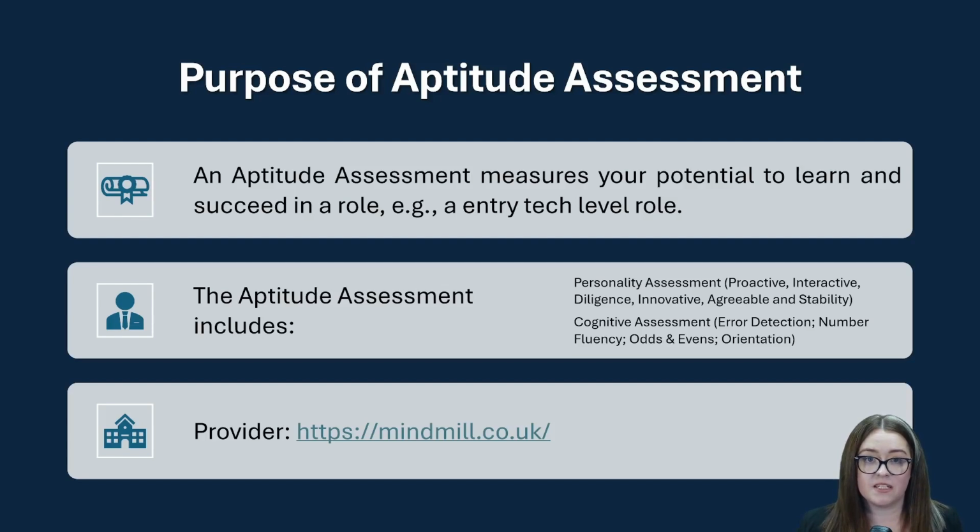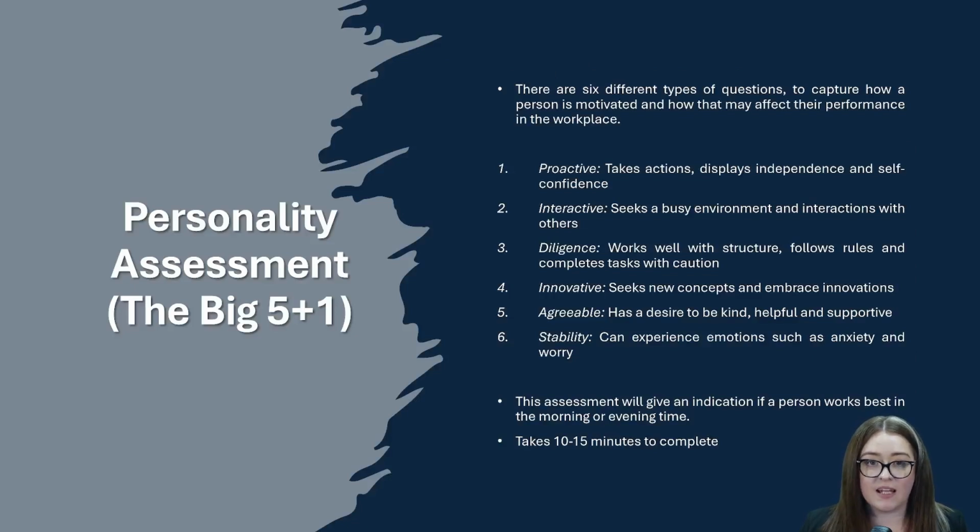The aptitude assessment is provided by a UK company called MindMill and has two focus points: personality assessment and cognitive assessment. The personality assessment captures how a person is motivated and how that may affect their performance in the workplace. The personality traits include being proactive, interactive, diligent, being innovative, agreeable, and stable. This part of the assessment takes 10 to 15 minutes to complete. Once you complete this part of the assessment, you can take a break before starting the cognitive assessment.